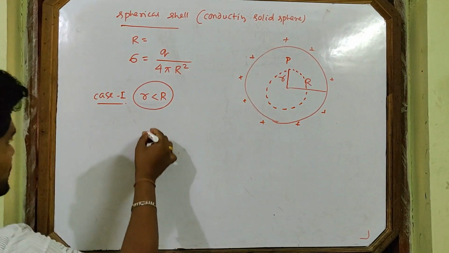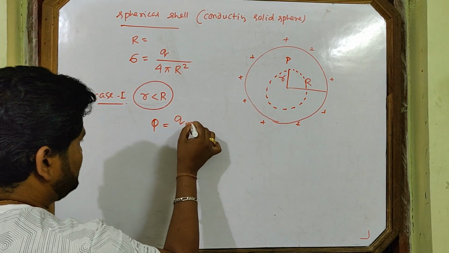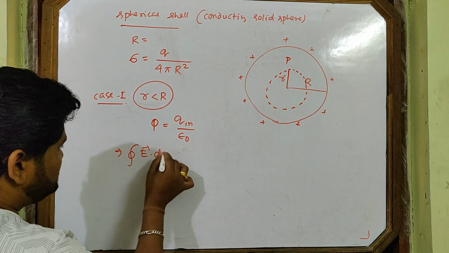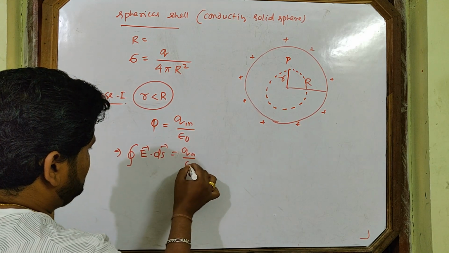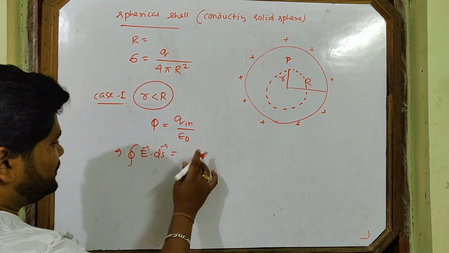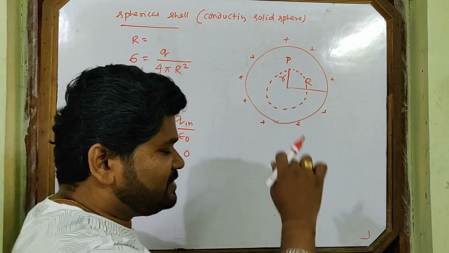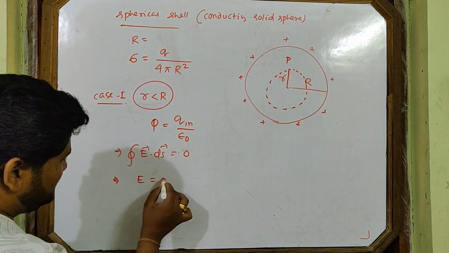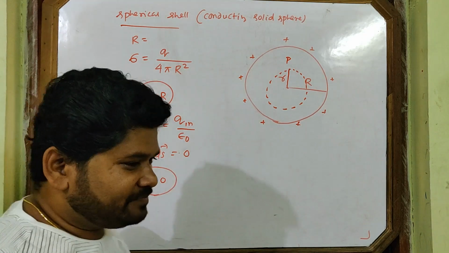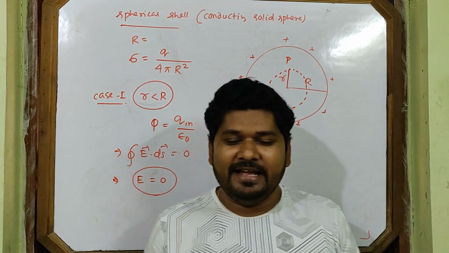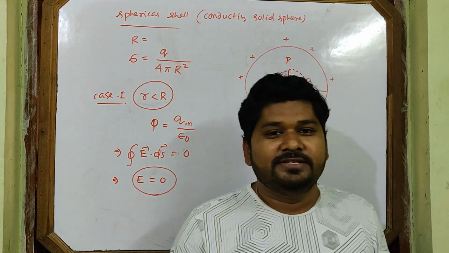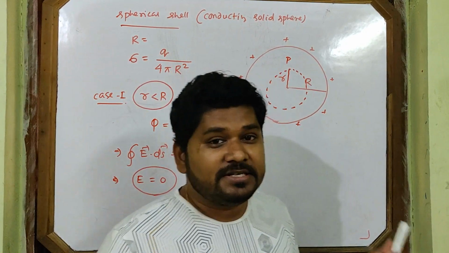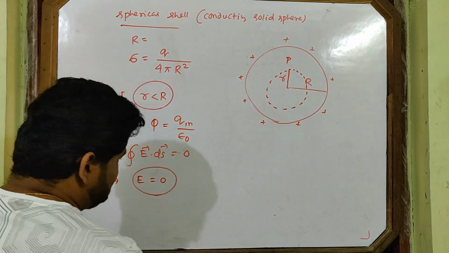Using Gauss law, phi equals q in by epsilon naught. But what is phi? It is the integral of E dot ds equals q in by epsilon naught. But what is the q in here? Q in is 0. No charges are present within the Gaussian surface. If no charges are present, then what is the electric field? Nothing to do, it is 0. The electric field inside a spherical cell is 0, the same as inside a conducting solid sphere. No charges are present inside it.